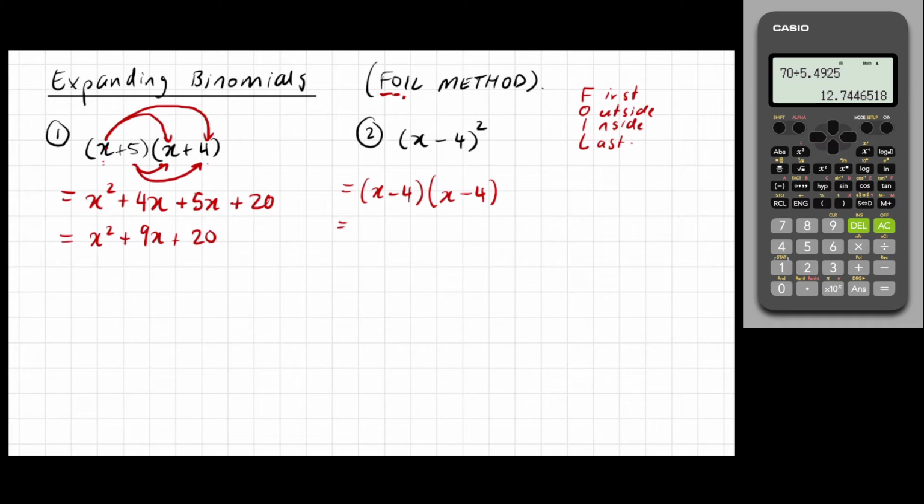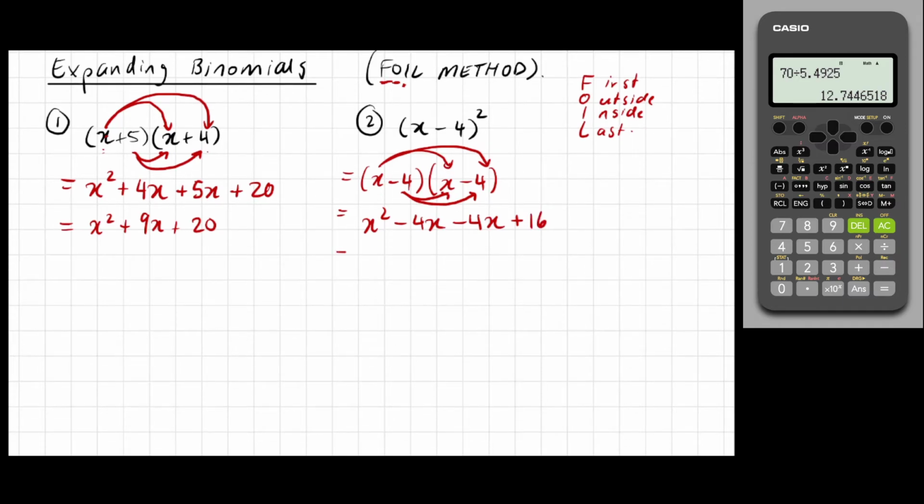Now let's apply the FOIL method. The first, which is x times x, so x squared. Outside, so x times minus 4, which is minus 4x. Inside, which is minus 4 times x, which is another minus 4x. And last, which is minus 4 times minus 4, which is positive 16. Combine these terms together, what do we get? Well, we get x squared minus 8x plus 16.